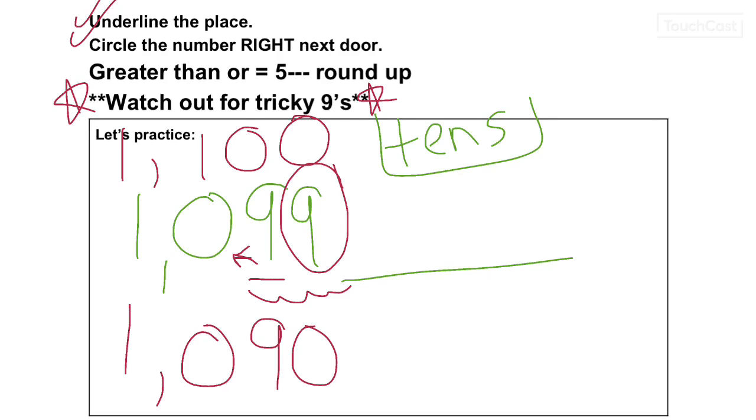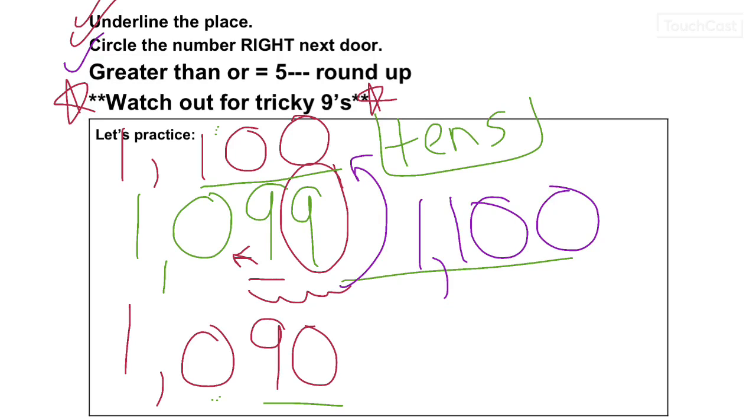So you'll notice that this hundreds place changed, so it went from 0 hundreds to 100. But that makes sense because we know that 99 is between 90 and 100. So now let's go back and look at the circled number. Is 9 greater than or equal to 5? Yes, it is. It's greater than 5, so we round up. 1,100. How'd you guys do on that one?